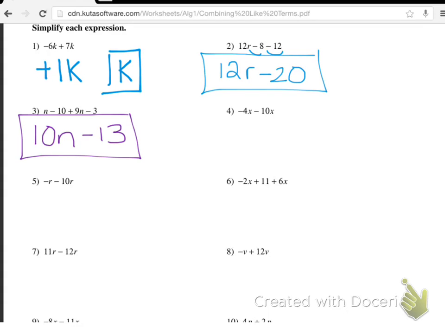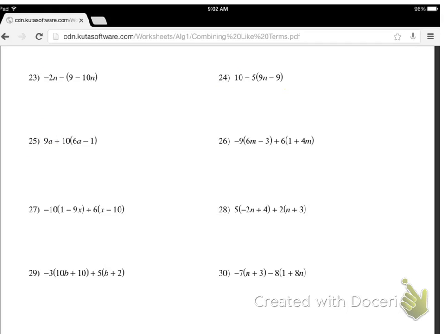I'm going to take you to the next page. I'm leaving this for you. Feel free to practice it. You know where the answers are on the software. I'm going to take you to some saucier problems.